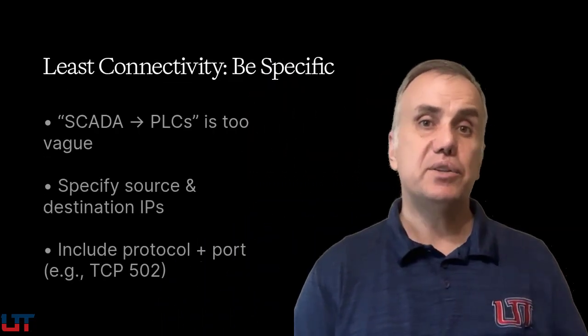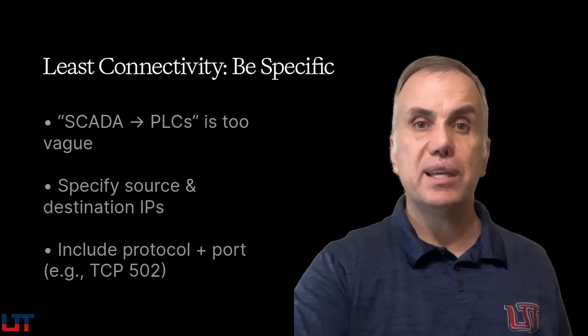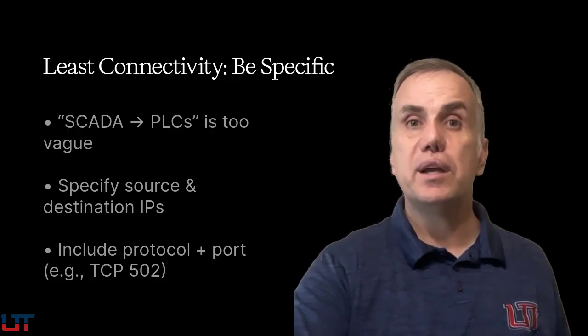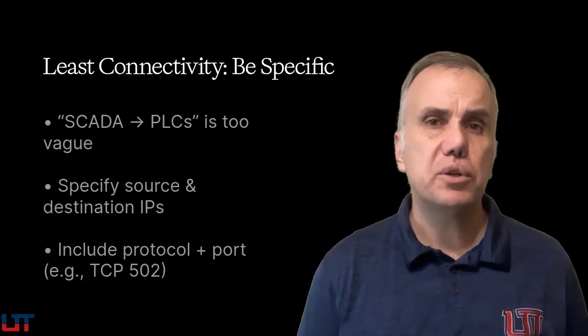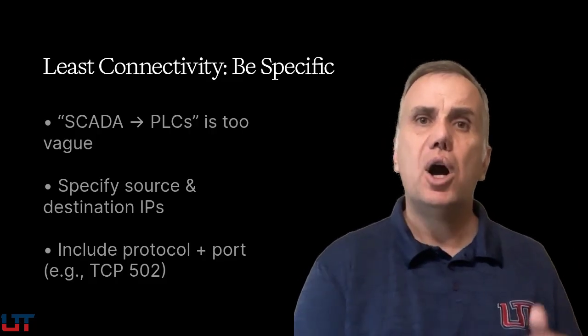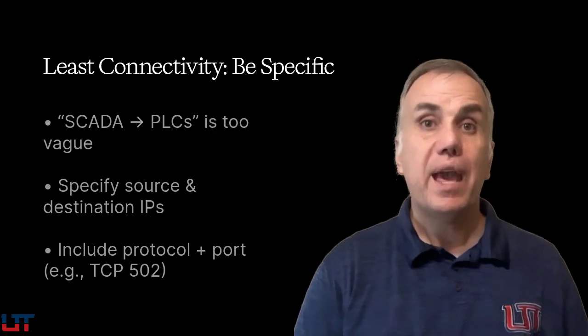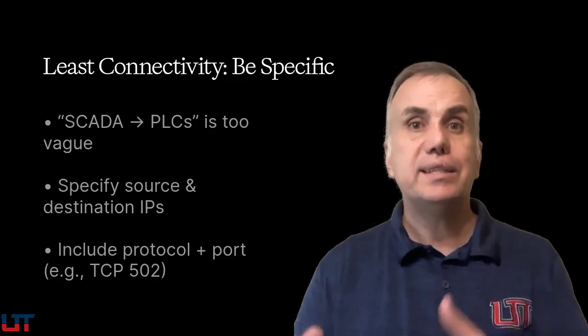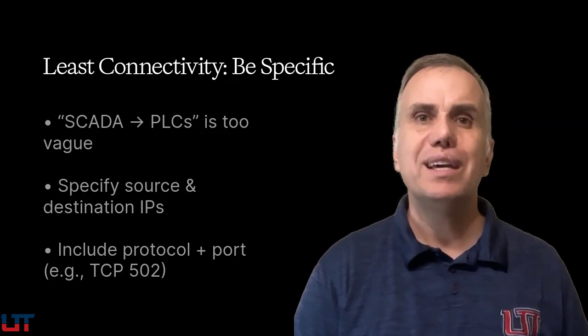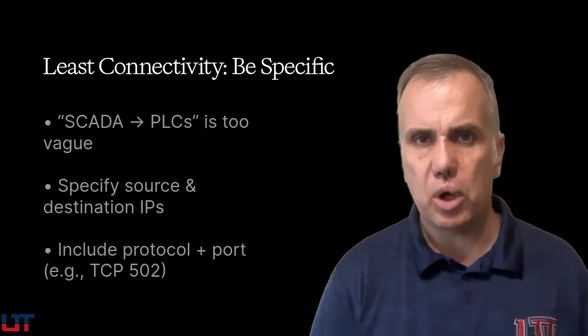So applying least connectivity means describing every permitted path with maximum specificity. Example, "the SCADA server needs to reach the PLCs" is not specific enough. "The SCADA server at 10.20.1.10 needs to read registers from PLC line 1 at 10.10.1.50 on TCP port 502 and from PLC line 2 at 10.10.1.51 on TCP port 502" is specific enough to write a firewall rule.